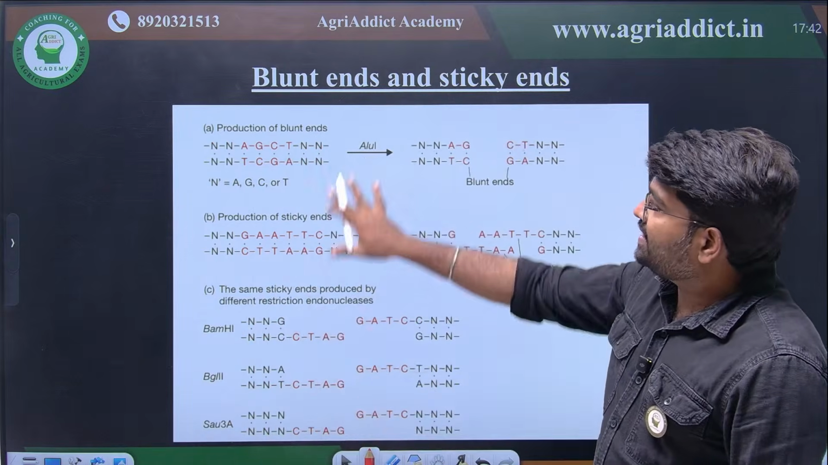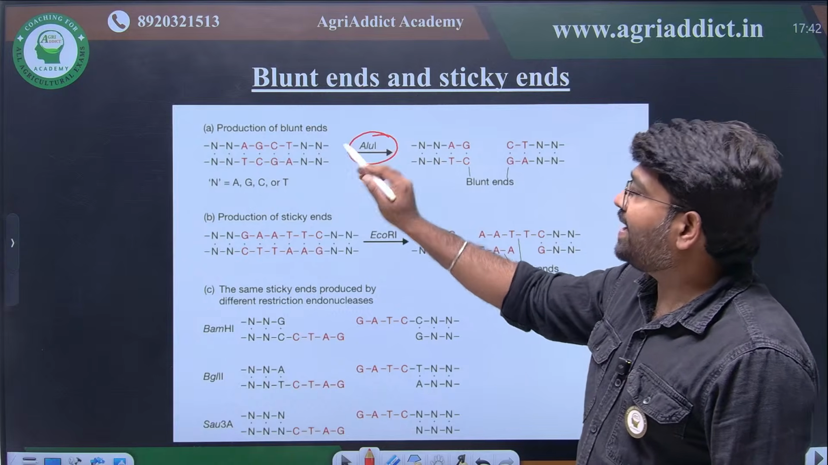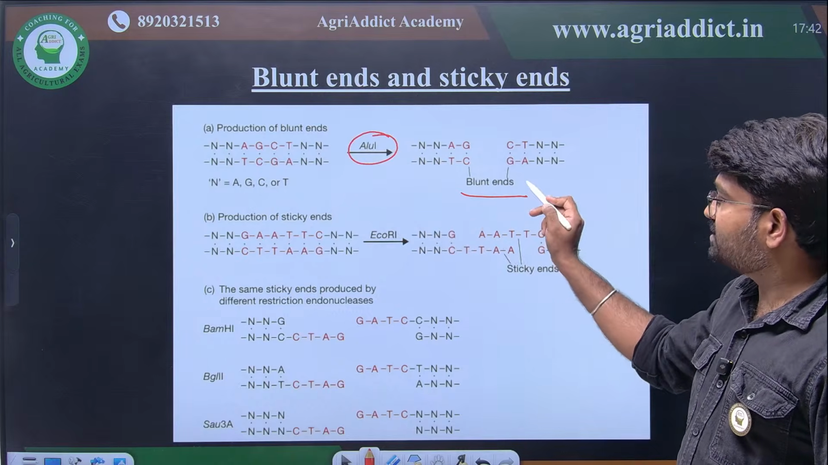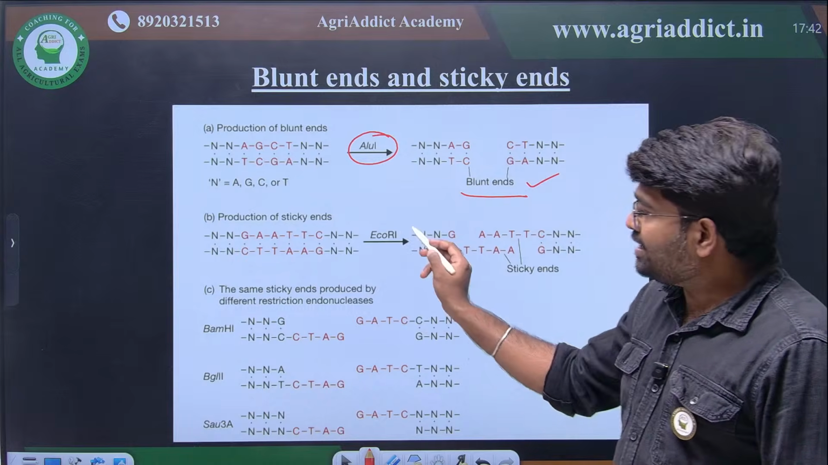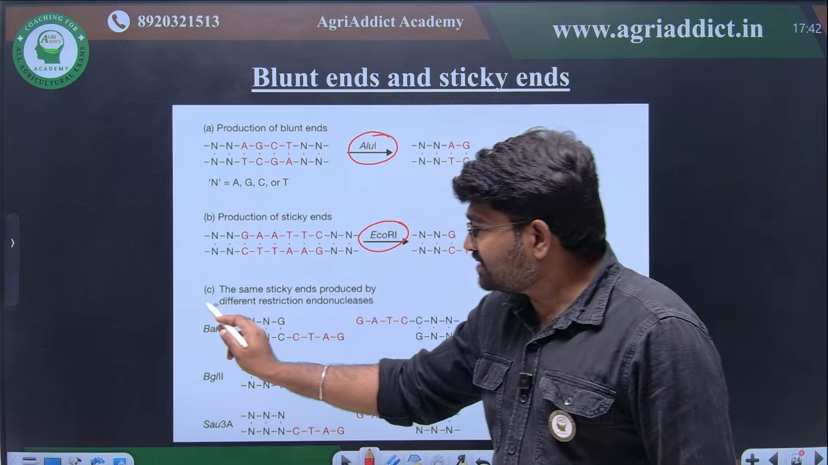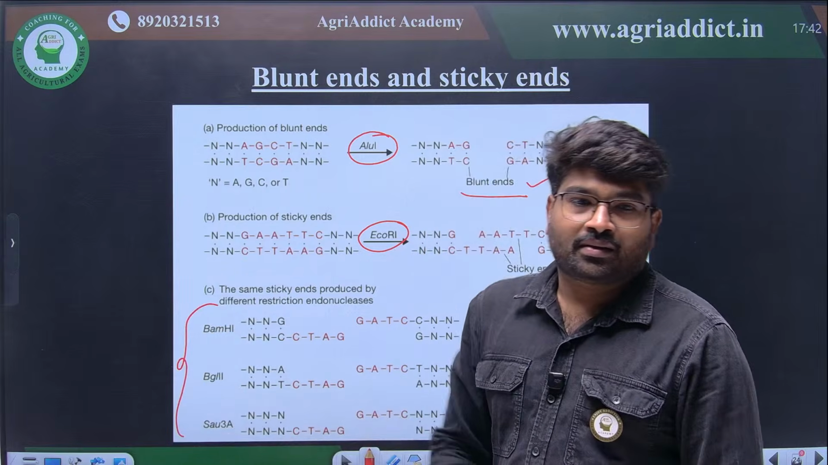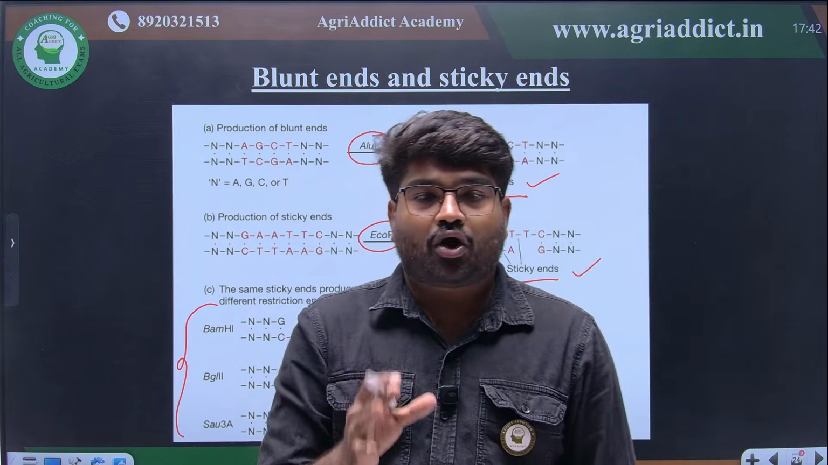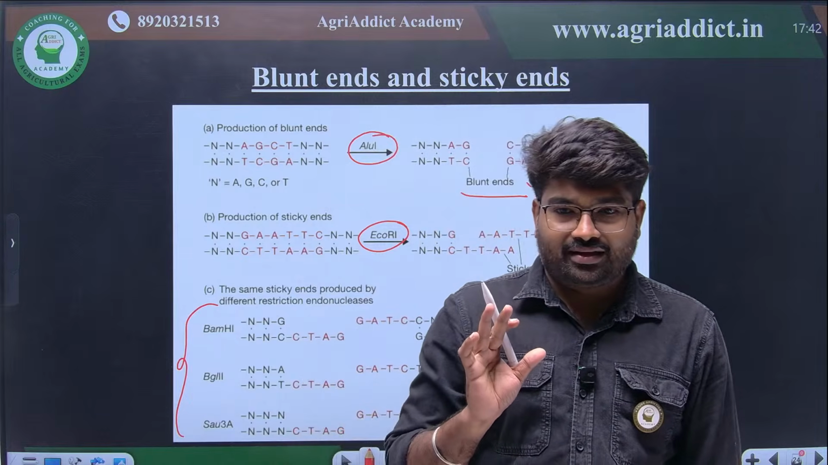Okay. You see here the typical example I told, AluI, will produce blunt ends. EcoR1 will produce sticky ends. Okay. These are some of the restriction enzymes that are commonly used in gene cloning experiments.